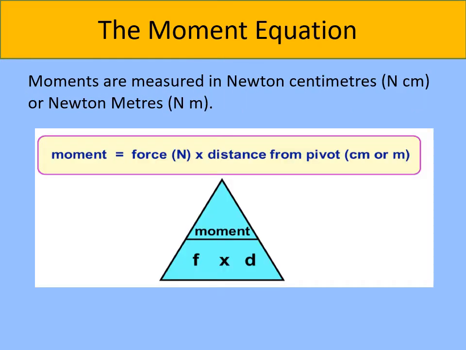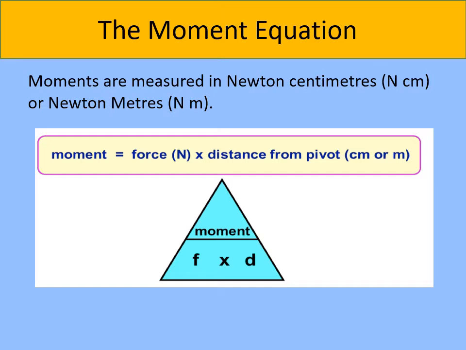There is an equation that we can use in order to calculate the moment, and that equation is given over here. To find the moment of an object or a person, you just need to multiply the force, which is measured in newtons, by the distance from the pivot, which is usually given in centimeters or meters. The unit for moments is newton meter or newton centimeter.